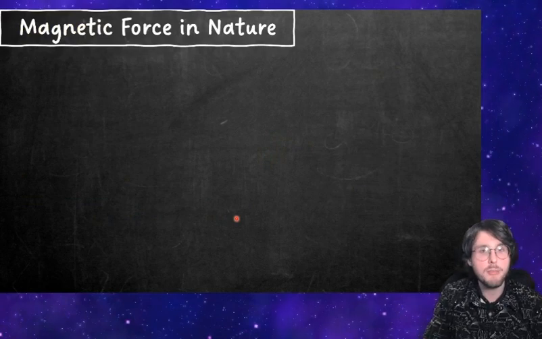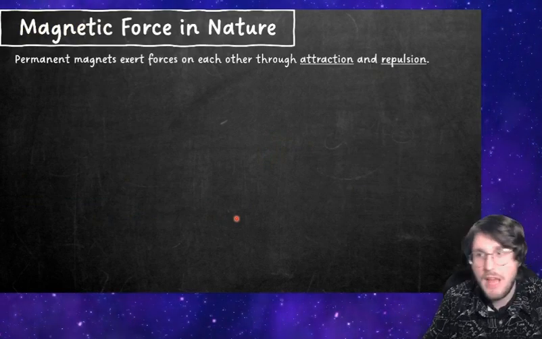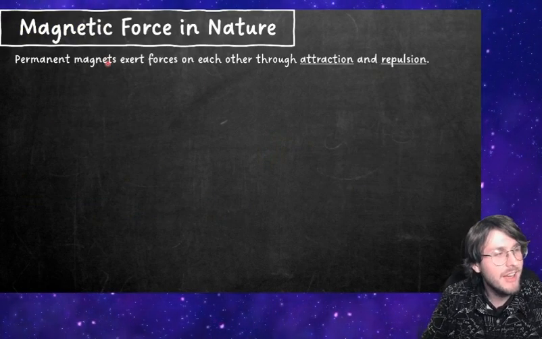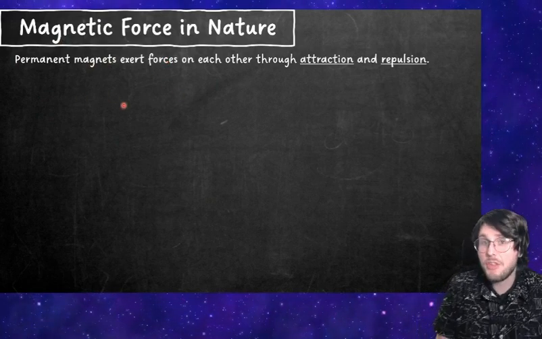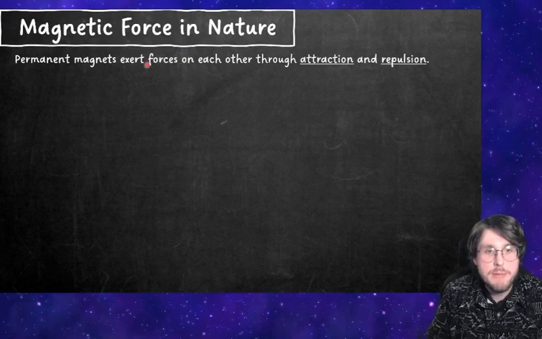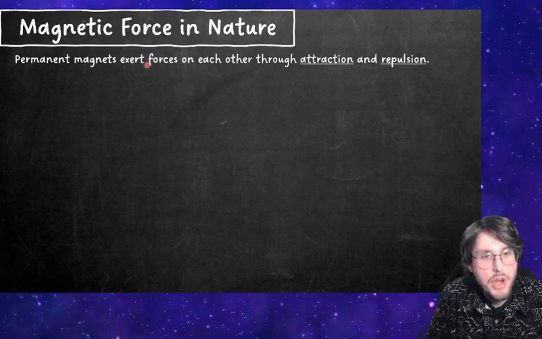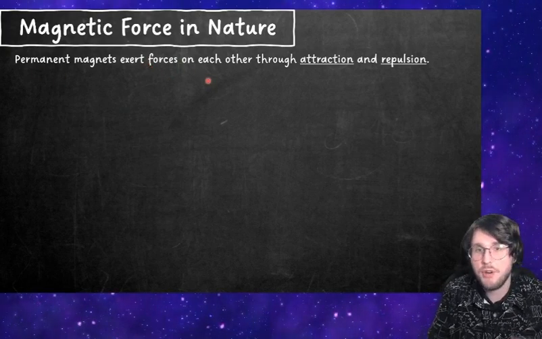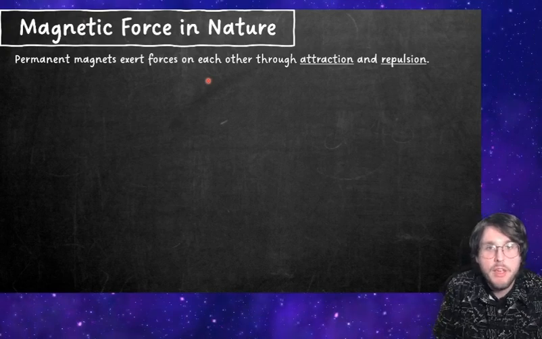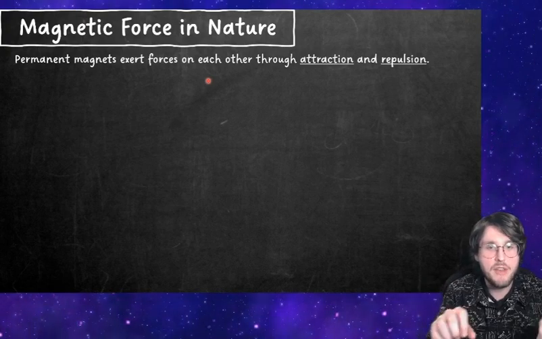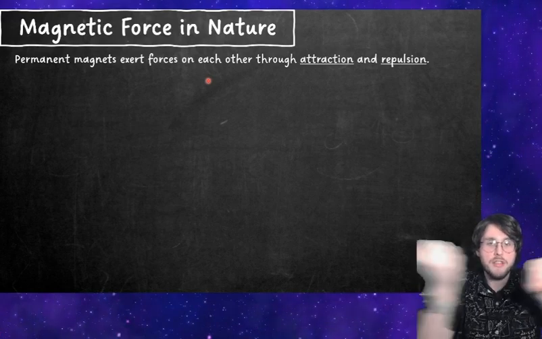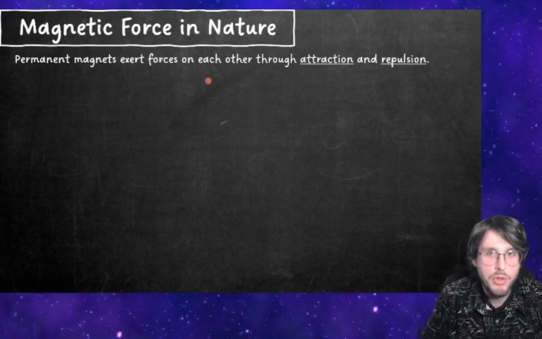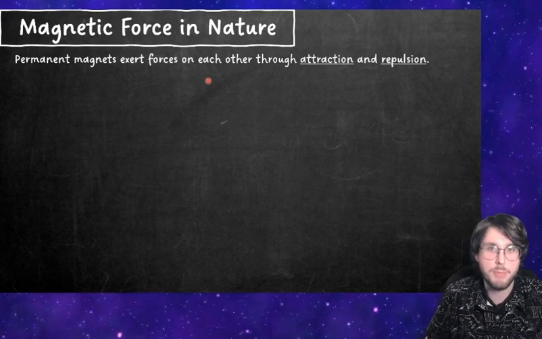And to start, I'm going to call back on the permanent magnets from the last video by starting with mostly the obvious, what most of us experience with magnets already, which is that permanent magnets exert forces on each other through either attraction or repulsion. So if you hold two north poles of a magnet together, then they'll repel each other. If you hold a north pole and a south pole together, then they'll attract. So like poles repel and opposite poles attract.